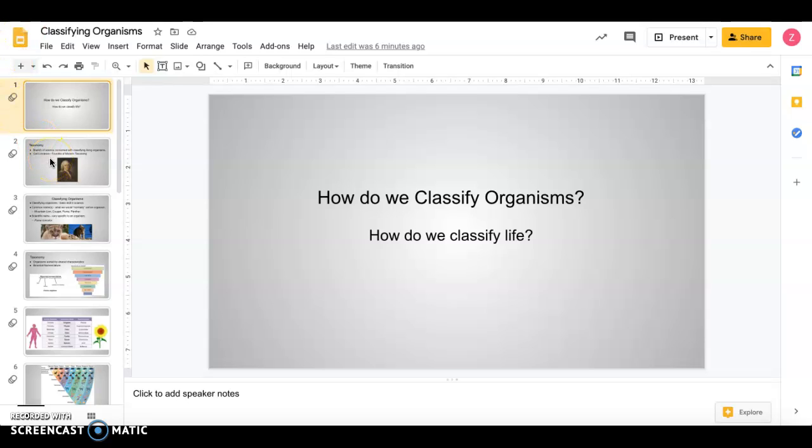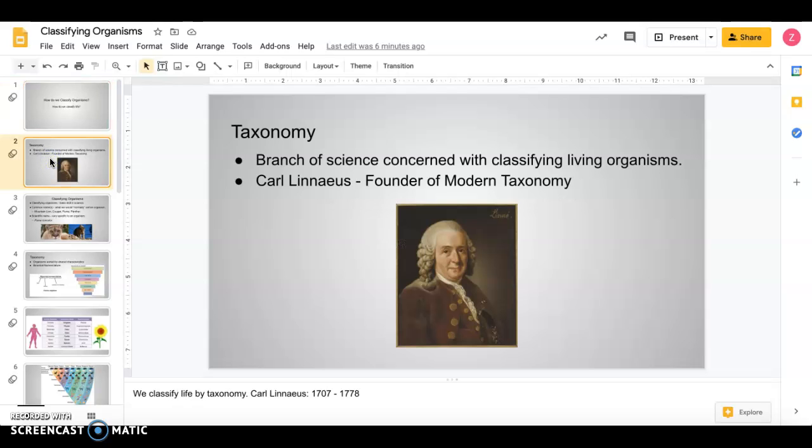How do we classify organisms? How do we classify life? We do this through taxonomy, a branch of science concerned with classifying living organisms. Now, Carl Linnaeus is known as the founder of modern taxonomy. We classify life by taxonomy, and Carl Linnaeus was a scientist during the 1700s.